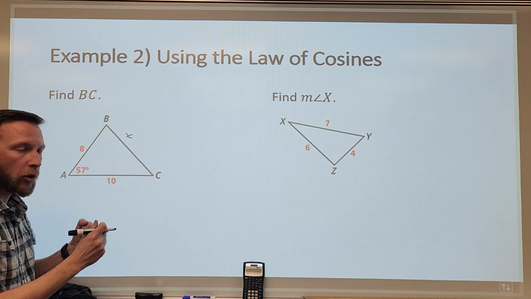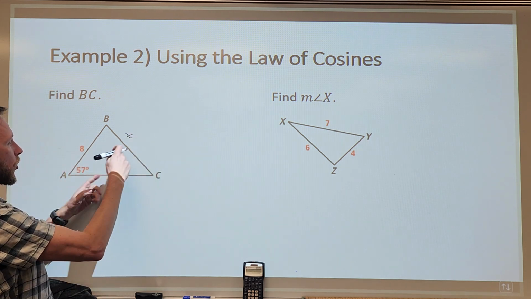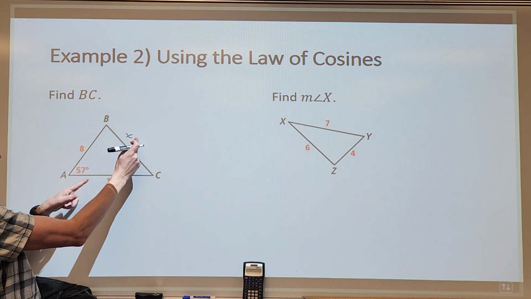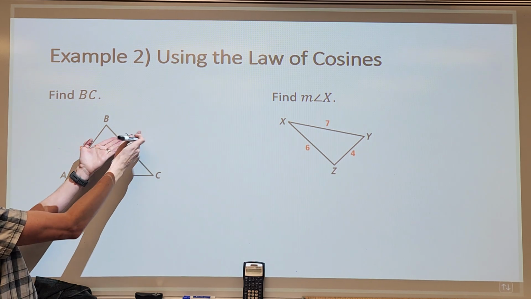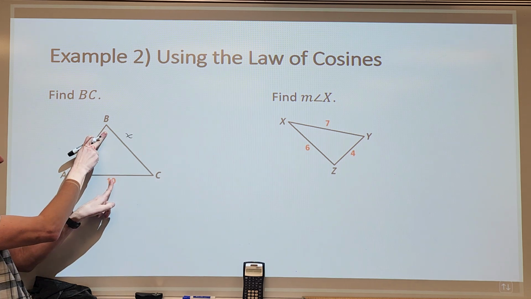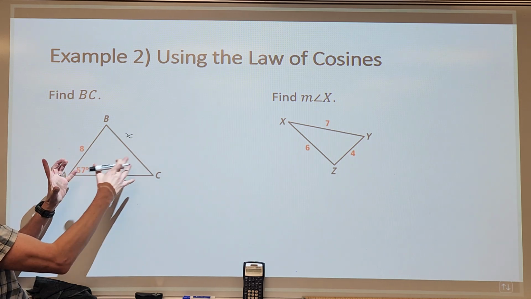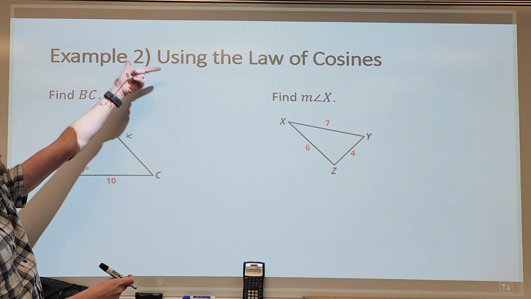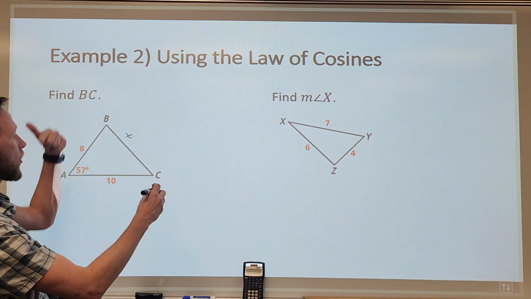So if you write your formula for the law of sines, you're going to notice that I have this pair, and this is a variable, but I can't figure out that and I can't figure out that because I don't know what this is. If I knew this measure, then I could find the measure for the angle C or the measure for the angle B. But here, the way that these are set up, it will not allow us to use the law of sines. And so that's how you know you have to use the law of cosines here.